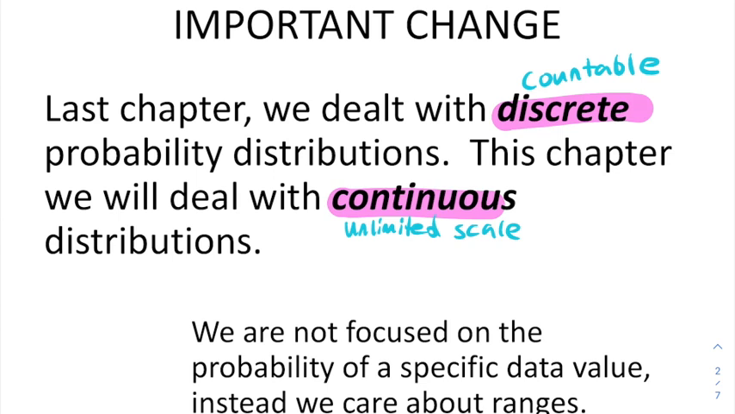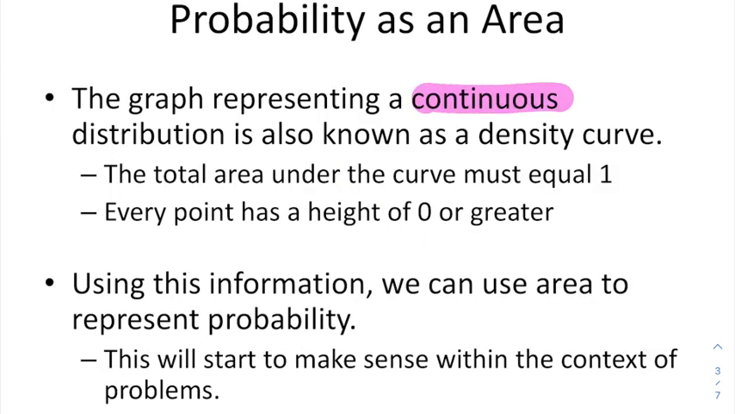With an unlimited scale of possibilities for the random variable x, we don't really care so much anymore about specific data values, but instead we're going to care about ranges of data values. So instead of questions like what's the probability x equals 5, we'll be more interested in questions such as what's the probability x is between 5 and 8. When working with continuous distributions, it's critical to understand the idea of probability as an area.